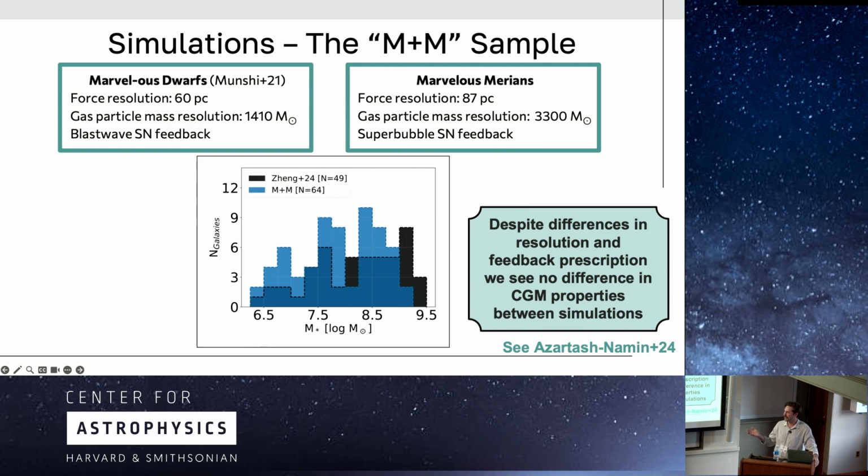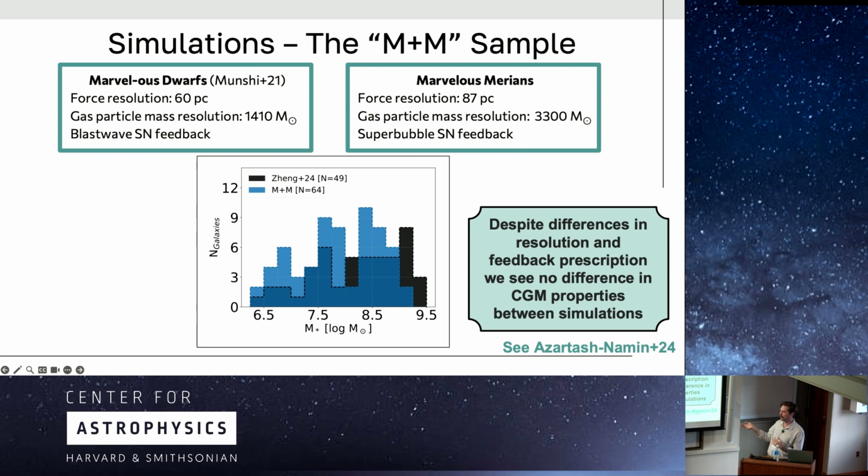Yeah, so we see some exciting agreement, and we find about 64 individual galaxies that we can compare against. And I'll just highlight that despite the differences in resolution and feedback modeling, we see no differences in their CGMs. So we do feel confident we can combine these two simulations as one sample.